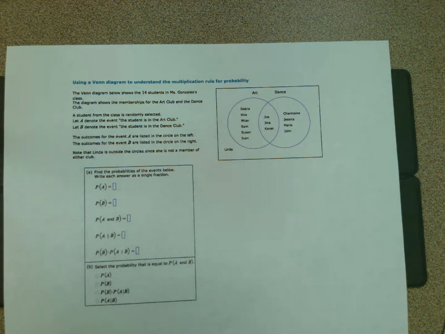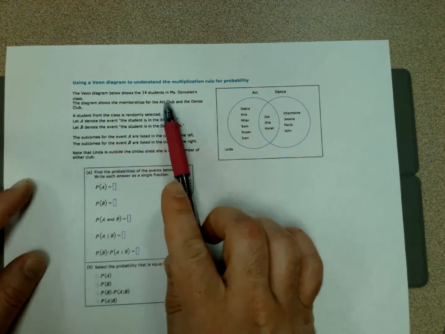Today we're going to be looking at the ALEKS topic using a Venn diagram to understand the multiplication rule for probability. Alright, so I apologize, this is a little bit small. It's a long problem though.